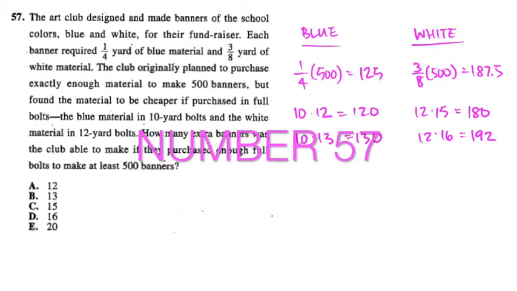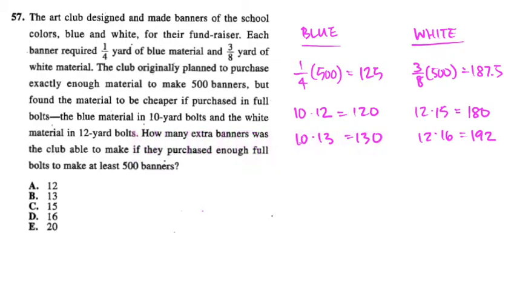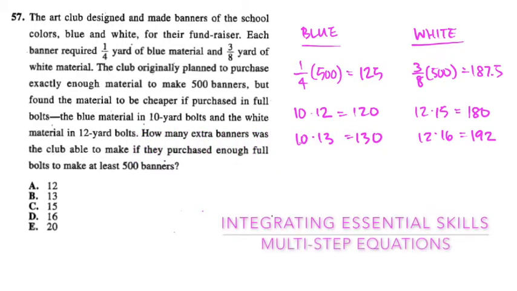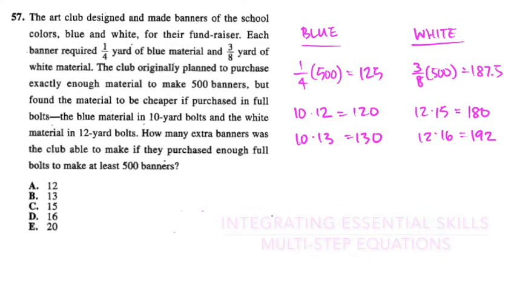Number 57 is an integrating essential skills question. It involves multiple steps and setting up equations. The art club designed and made banners of the school colors, blue and white, for their fundraiser. Each banner required 1/4 yard of blue material and 3/8 yard of white material. The club originally planned to purchase exactly enough material to make 500 banners, but found the material to be cheaper if purchased in full bolts.